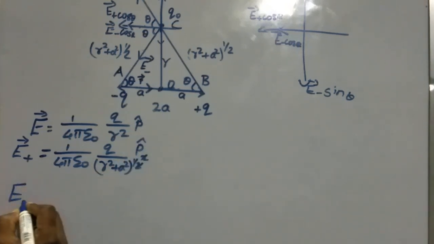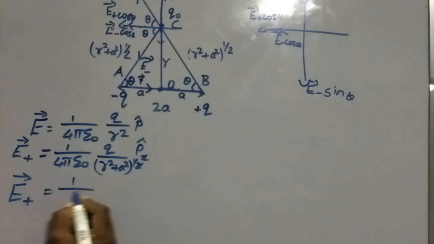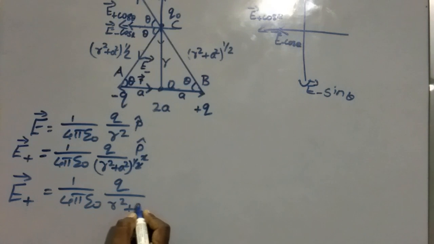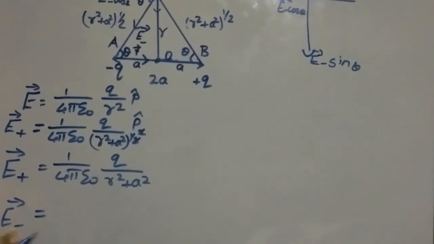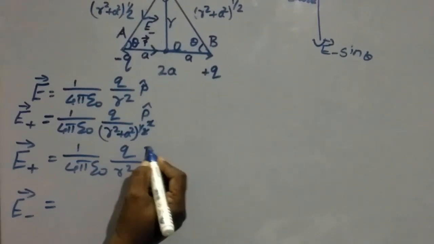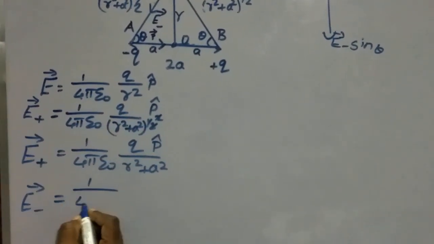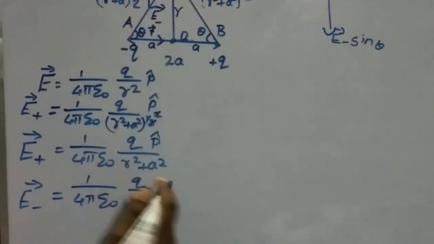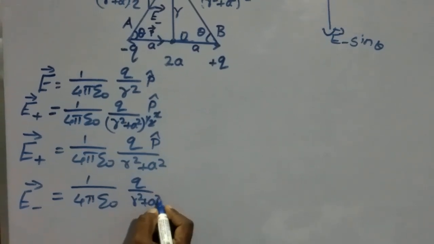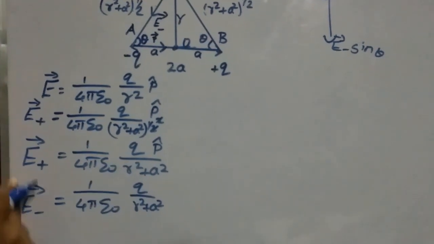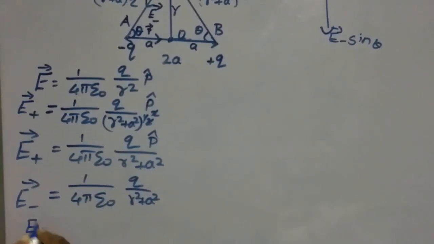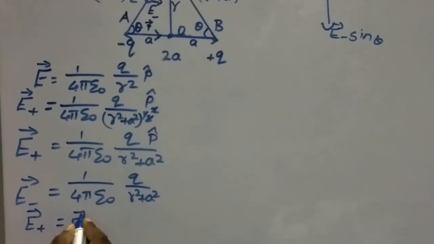So the general formula for E plus vector equal to 1 by 4 pi epsilon 0 Q by (R square plus A square). In the same way, what is the formula for E minus vector? P cap. So here also P cap. 1 by 4 pi epsilon 0 Q by, here also the same. So R square plus A square. Here E plus vector and E minus vector are same. So E plus vector equal to E minus vector.